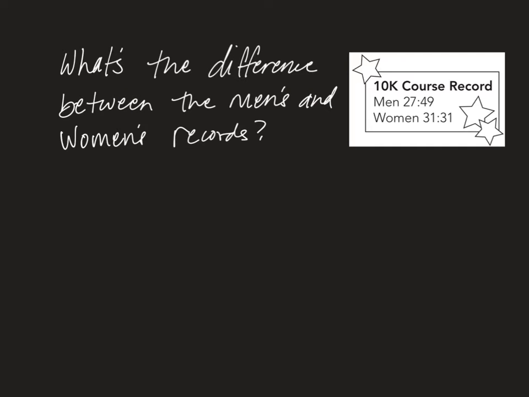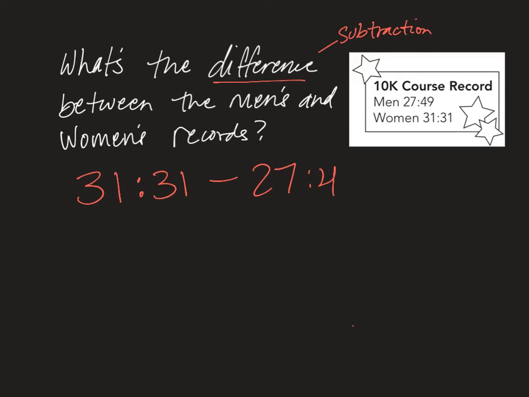So how could I find the difference between the men's record and the women's record? Well, when I see that word difference, I always want to think of subtraction, because the answer to a subtraction problem is actually called the difference. So those words go together. So I want to find the difference, and when I'm subtracting, I want to start with the bigger number, 31 minutes, 31 seconds, and subtract the smaller number, which is 27 minutes, 49 seconds.